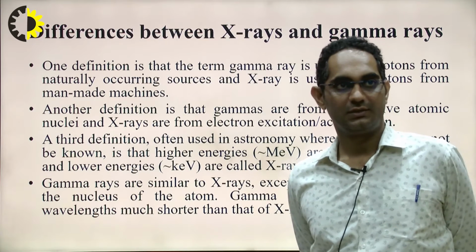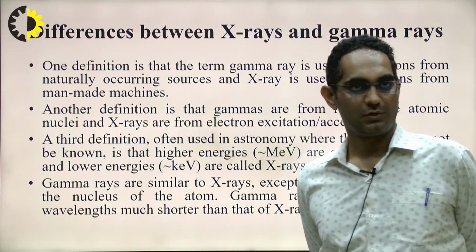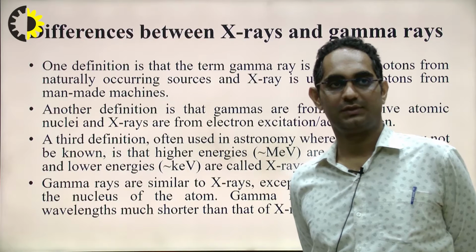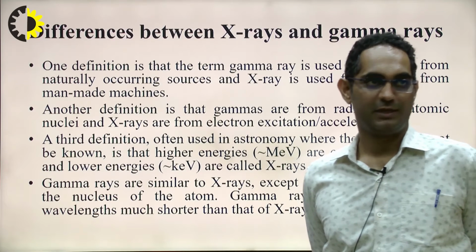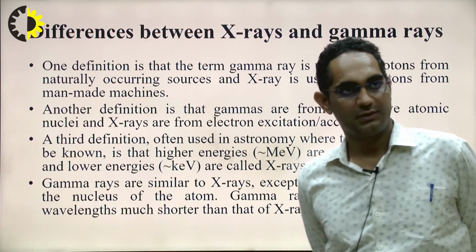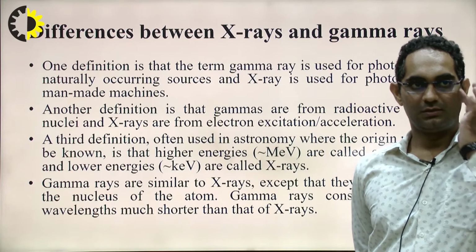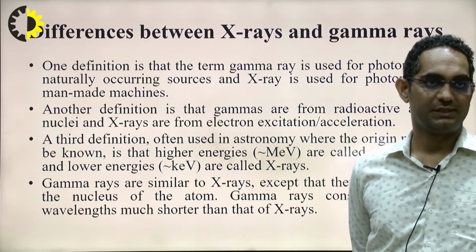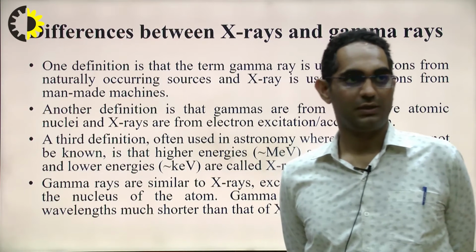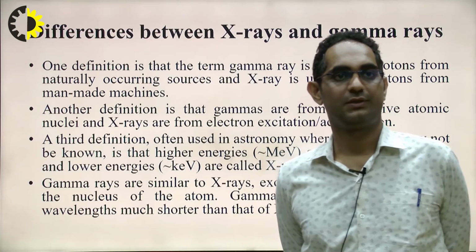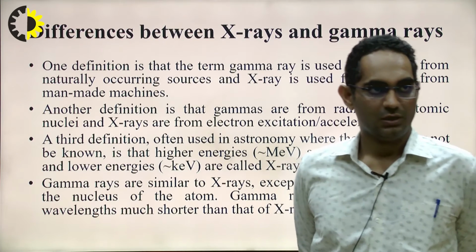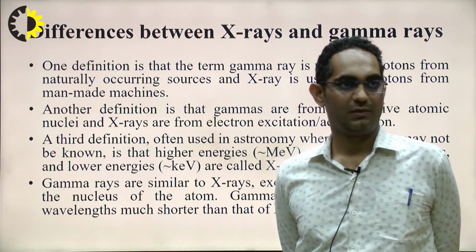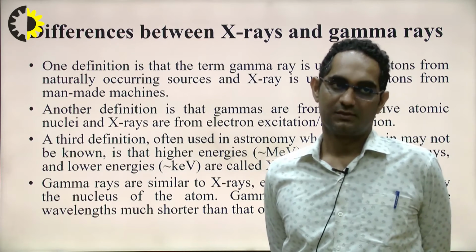One definition is that the term gamma ray is used for photons from naturally occurring sources, and X-ray is used for photons from man-made machines. Another definition is that gammas are from radioactive atomic nuclei and X-rays are from electron excitation and acceleration. A third definition, often used in astronomy where the origin may not be known, is that higher energies, in the MeV range, are called gamma rays and lower energies, in keV, are called X-rays.